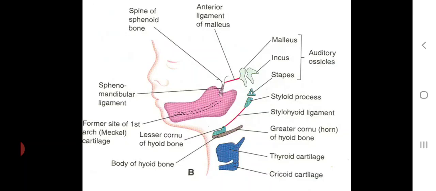So this picture, if you see again, first arch derivatives we have told already, malleus, incus and the mandible mainly. Second arch derivatives, stapes, styloid process and upper part of the body and lesser horn. Third arch derivatives, lower part of the body and the greater cornu. Fourth and sixth arch derivatives, thyroid cartilage and cricoid cartilage. So we have completed one part of these pharyngeal arch derivatives, that is the bony derivatives.